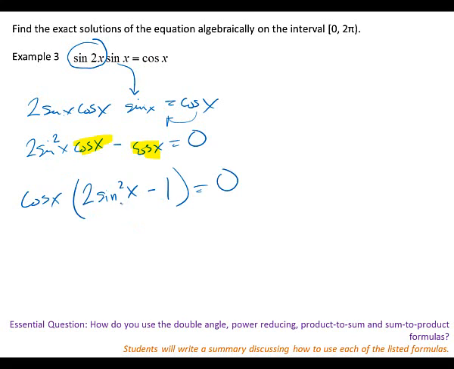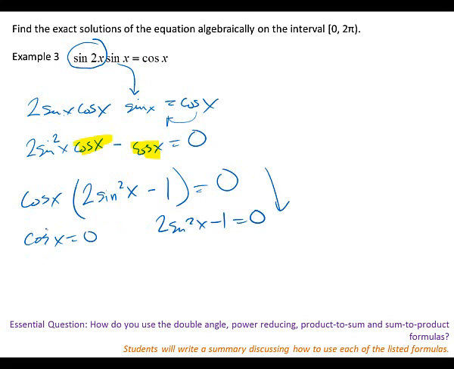What property are we going to use? Good old zero product property. So cosine x equals 0, and 2 sine squared x minus 1 equals 0. From this step down, it's not anything new. We've been doing this. Okay?